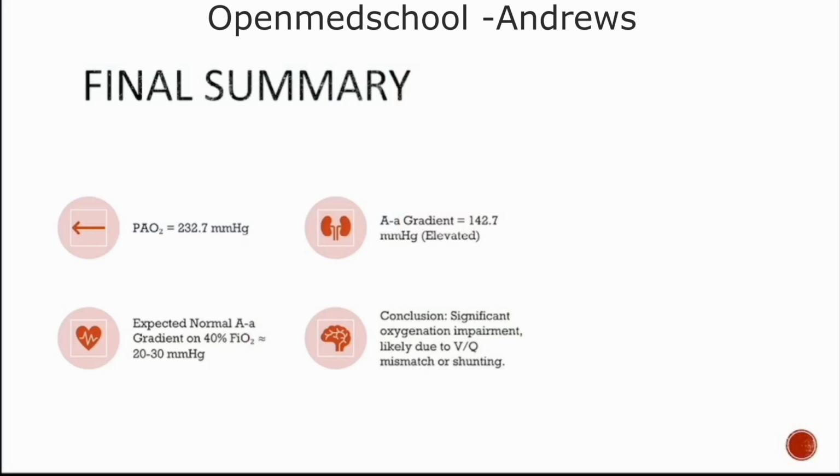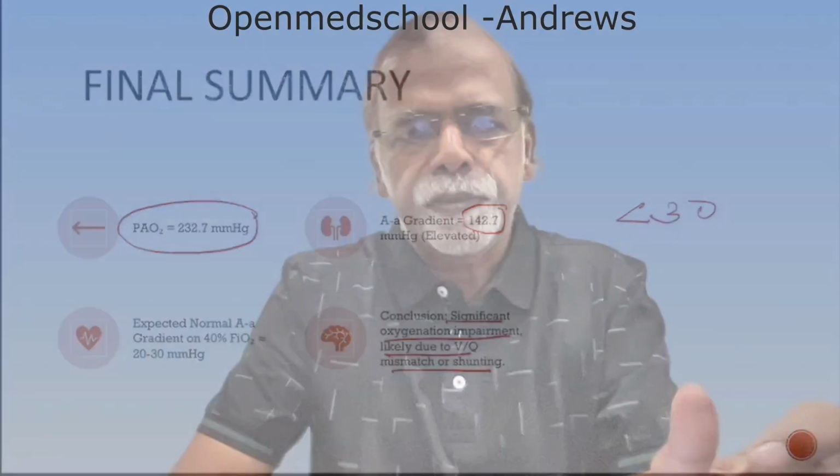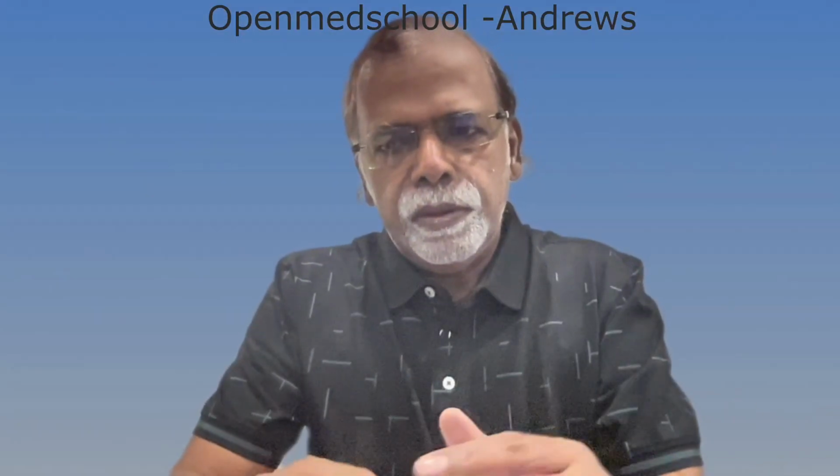So the final summary of the case: the PAO₂ is 232, the AA gradient is 142.7, and the expected is less than 30. So there is significant oxygenation impairment likely due to V/Q mismatch or shunting. Only by looking at the clinical setting can we come to a final conclusion. Hope this example is clear to you.